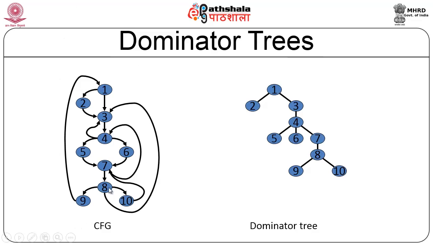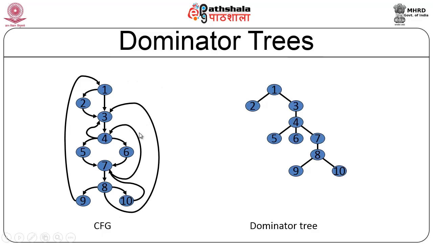Now, in order to come to node 8, I have to necessarily come through 7. Therefore, I can say 7 dominates 8. In turn, 3 dominates 7, therefore 3 dominates 8 also. That is the transitive property. Now, 4 dominates 7. But 5 or 6 is not a dominator, because to reach 7, I can come through either 5 or 6. Similarly, to reach 9 or 10, I have to come through 8, so 8 dominates 9. In addition, 7 dominates 8, therefore 9 is dominated by 7.